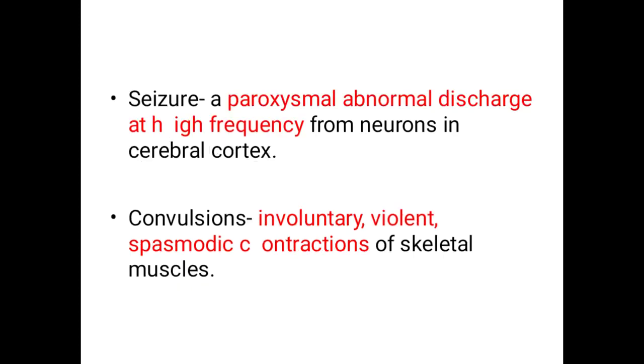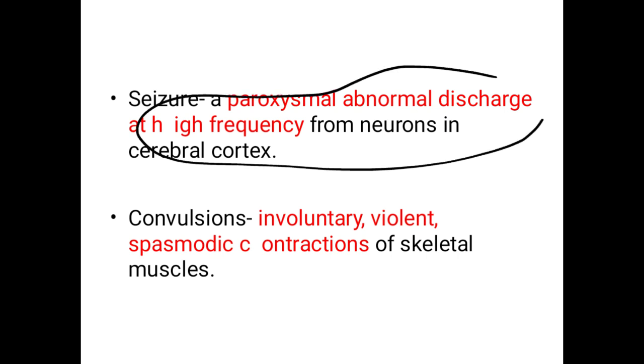Then what is seizure and what is convulsion? Okay. So, the seizure is the abnormal discharge at high frequency. And what is convulsion? Due to that high frequency discharge, there is involuntary, jerky, violent movement or spasmodic movement of the skeletal muscle. It will result in convulsion.